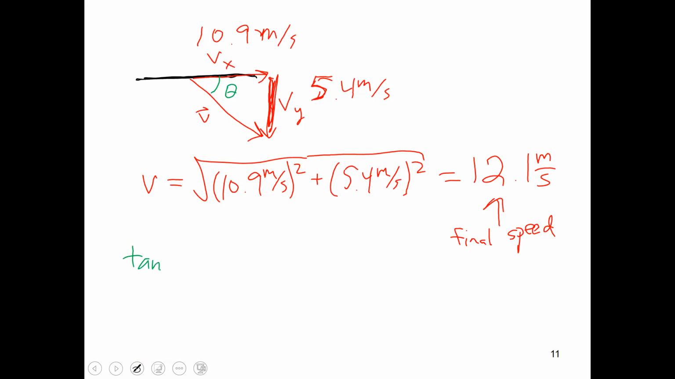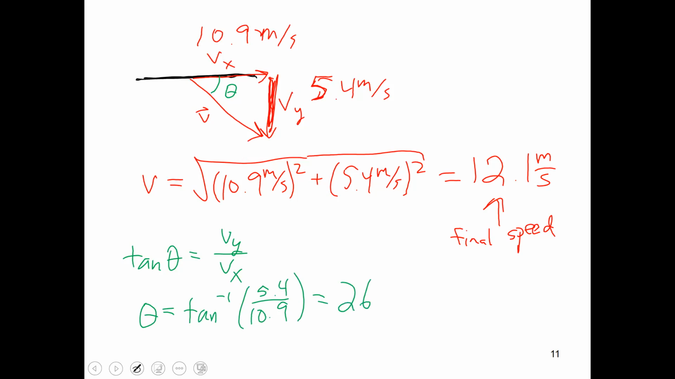Tangent is equal to opposite over adjacent. So the opposite side from the theta there would be v sub y. The adjacent side would be v sub x. So it looks like theta is going to be the inverse tangent of 5.4 over 10.9. And what do I get when I put that in?